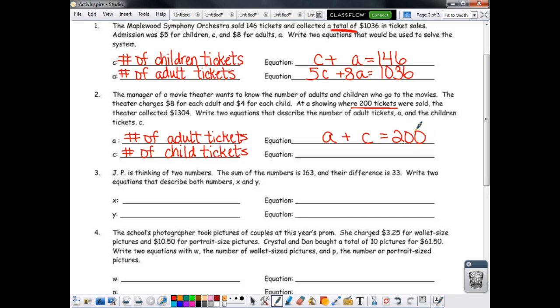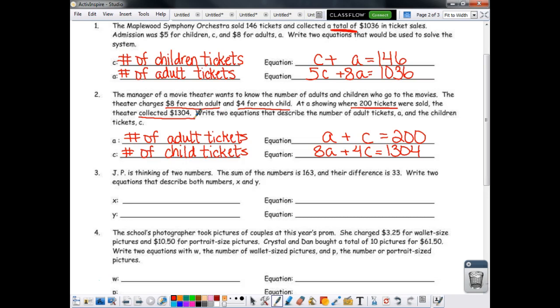Then the bottom equation is going to be A plus 4C equals 1,304, because the adult tickets cost $8. $8 for each adult, $4 for each child. And then together, money-wise, they collected 1,304. Does that make sense?